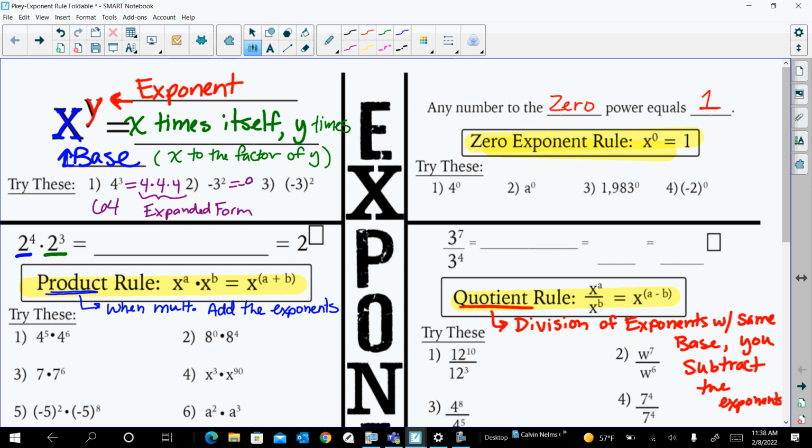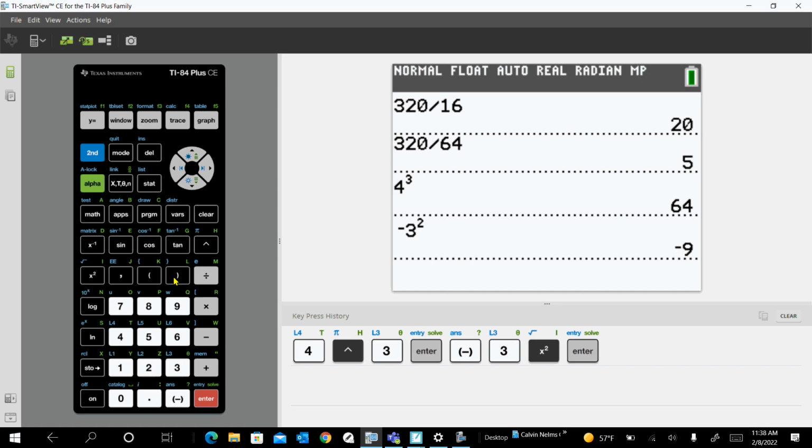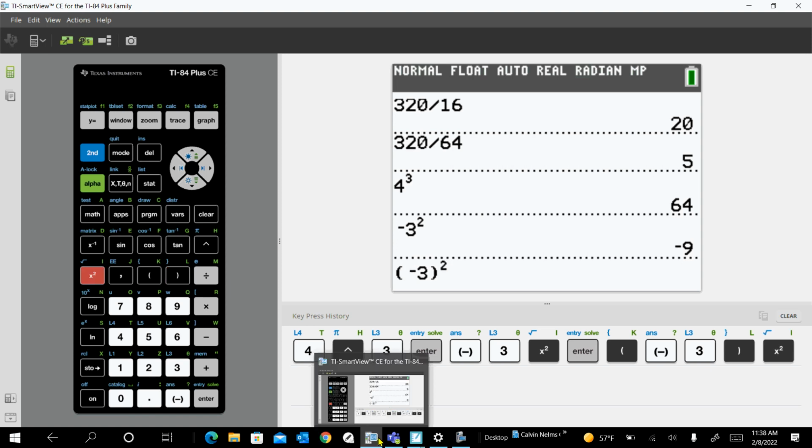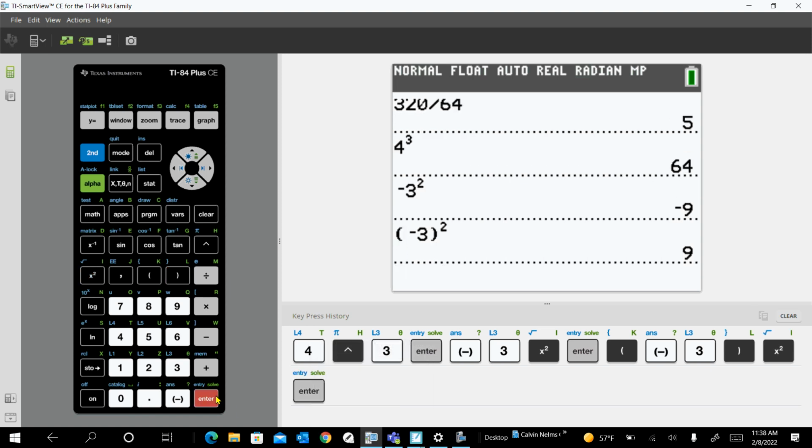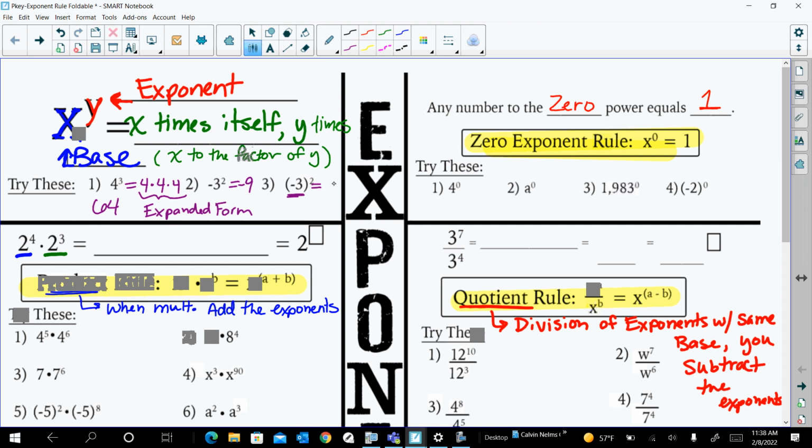This answer is -9. To get this answer, because they're using parentheses, you have to use parentheses in the calculator. So on the calculator, the parentheses are above 8 and 9. Open parentheses is above 8. Then we're putting in a -3. Close the parentheses is above 9. And now we're going to square that base and hit enter. And you get a +9. So when you have parentheses or you have an integer, you need to put it in parentheses to get the correct answer. So this one was a +9.